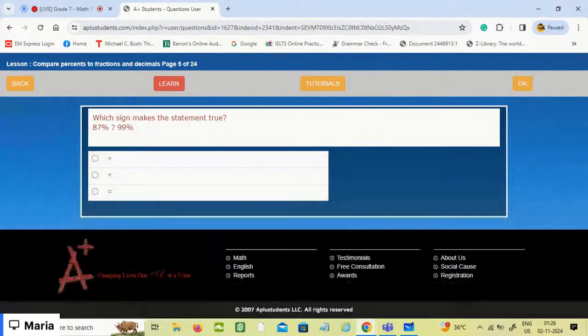Which sign makes the statement true? 87% and 99%. So, which is the correct option? 87% is less than 99%. That is the correct option.